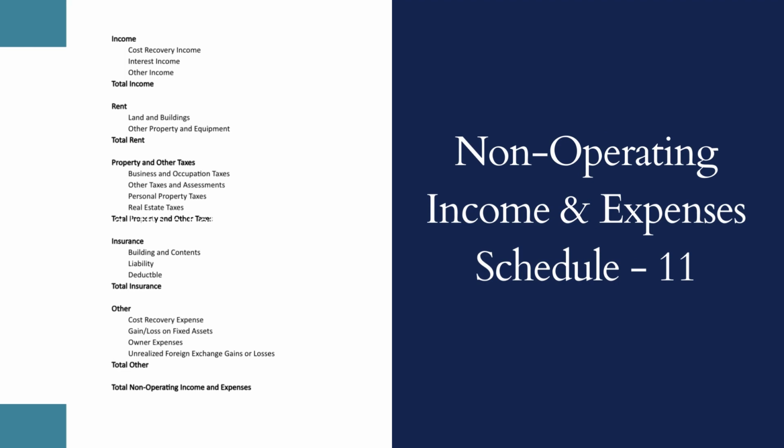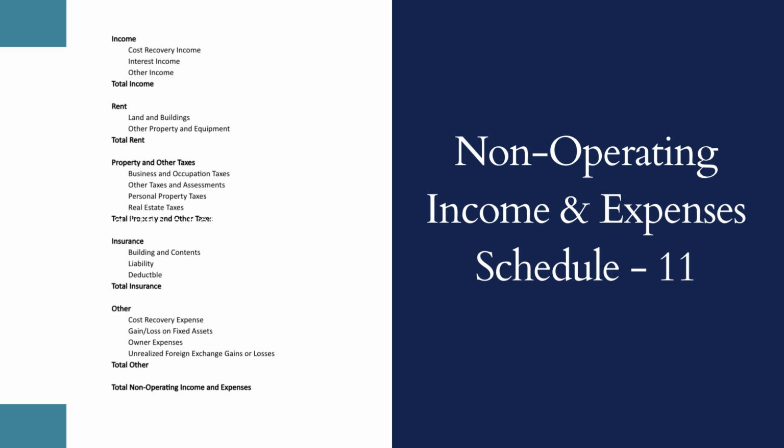Shifting our attention, we now delve into Schedule 11, Non-Operating Income and Expenses. As the name suggests, this schedule intricately navigates the web of income and expenses that extend beyond the immediate purview of the hotel's day-to-day operations. Within its pages, you'll uncover items such as rent, property taxes, insurance costs, and other financial elements that uniquely influence the hotel's overarching financial landscape.